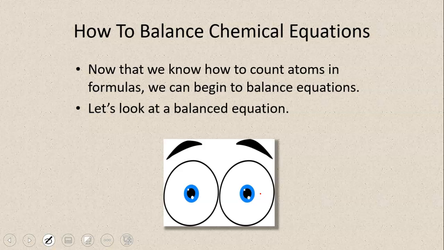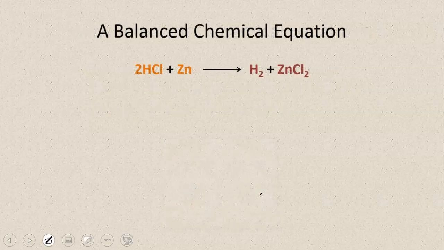And so sometimes when we first write down what substances we started with and what substances we end with in a chemical equation, we might not have the amounts correct. So we get the amounts correct by balancing the equation. Let's take a look at an equation that is balanced.